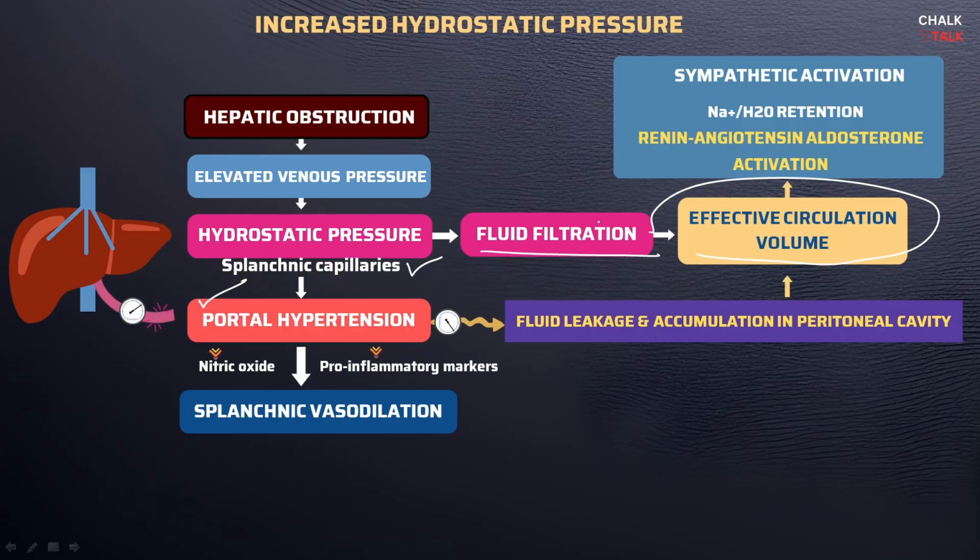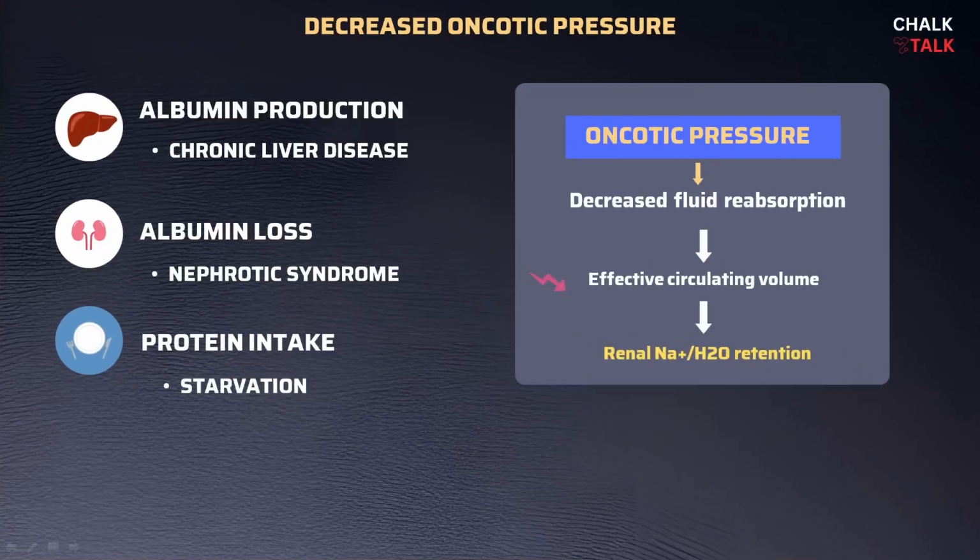The body perceives this as a low volume and compensates by activating the renin angiotensin aldosterone system, which obviously would lead to sodium water retention. There is also going to be an activation of the sympathetic nervous system, which can all further worsen ascites. As previously mentioned, ascites is the accumulation of fluid in the abdominal cavity.